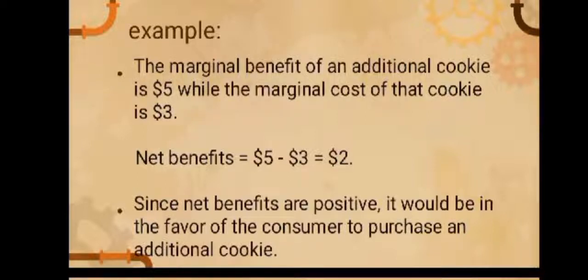So since net benefits are positive, it would be in favor of the consumer to purchase an additional cookie, meaning as long as your net benefit is positive, it's a good decision for you to add an additional item, in this example, an additional cookie, because your net benefit is positive. So that is how simple the formula is to get the net benefit by using marginal analysis. So I hope it is understood.